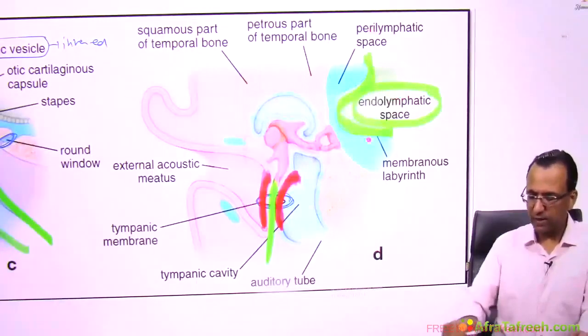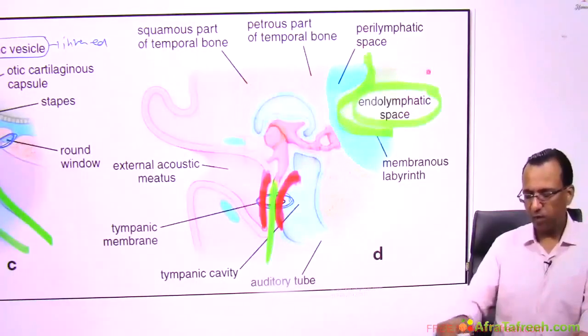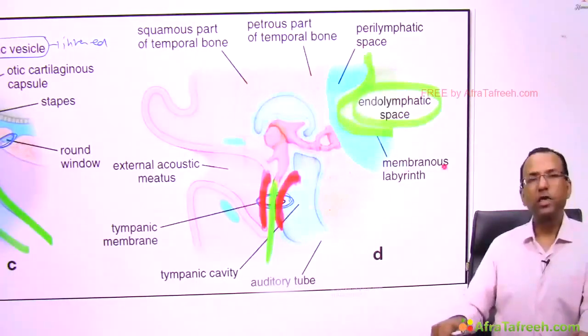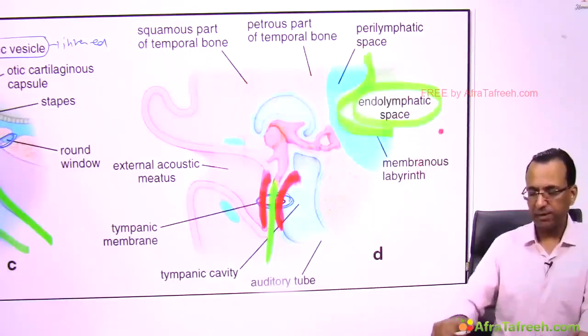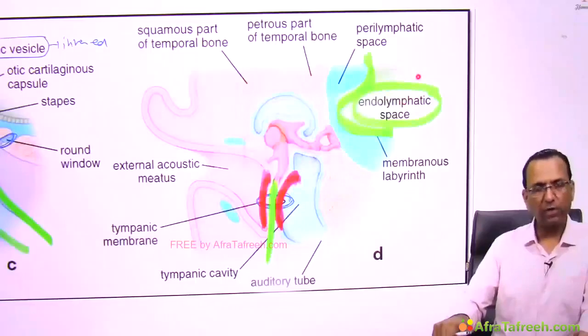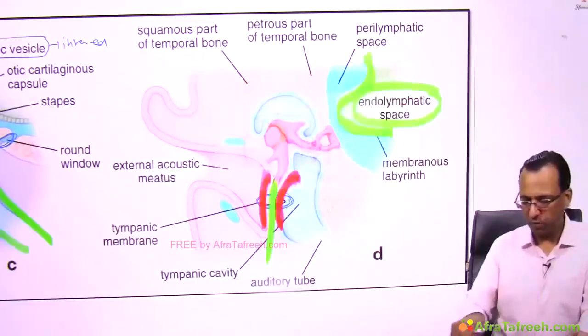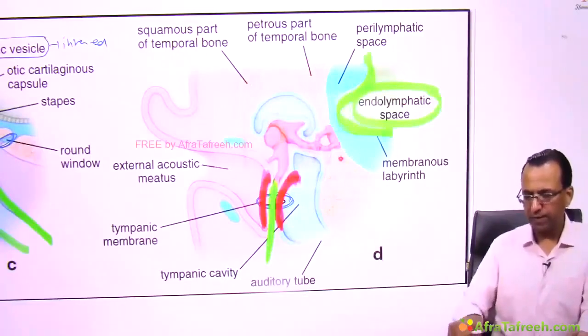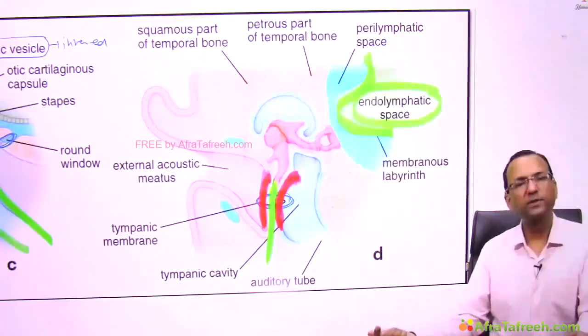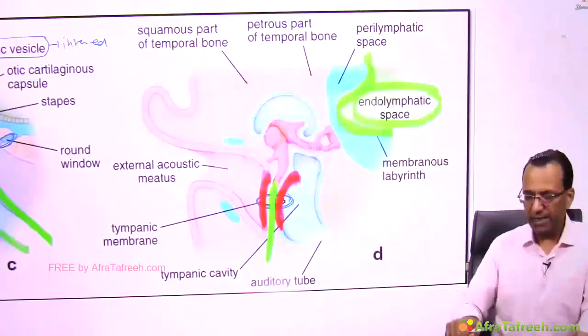But this is the inner ear, and it is forming the membranous labyrinth. Inside the membranous labyrinth is the endolymph. What about the bony labyrinth? The bony labyrinth will be outside. Where is the bony labyrinth? I cannot see it. Yeah, because it is still developing. That's why you cannot see it. So what is between the bony labyrinth and the membranous labyrinth? The perilymph.